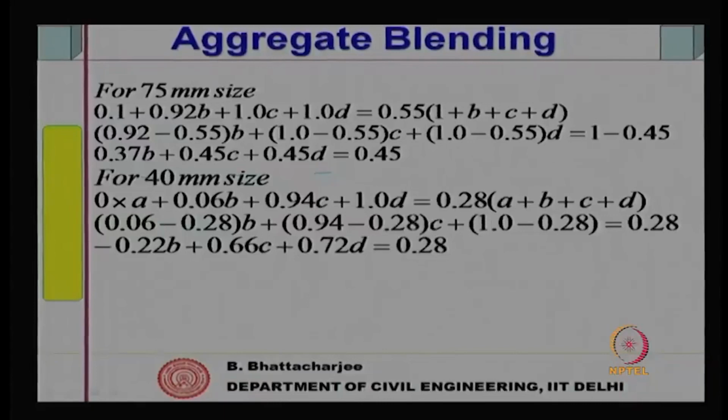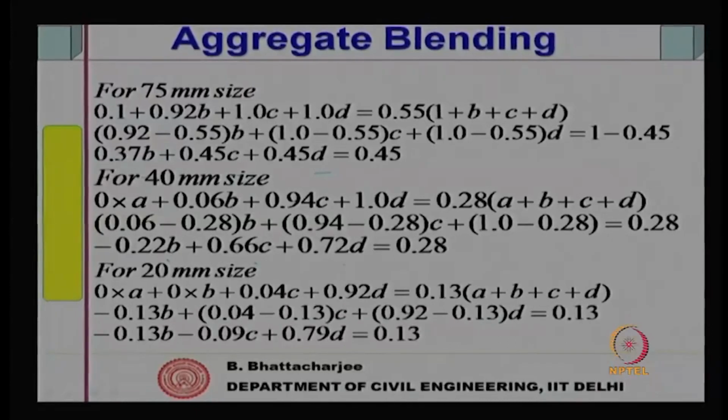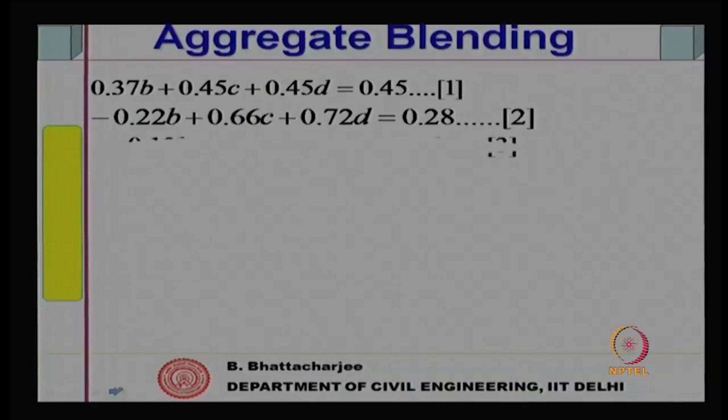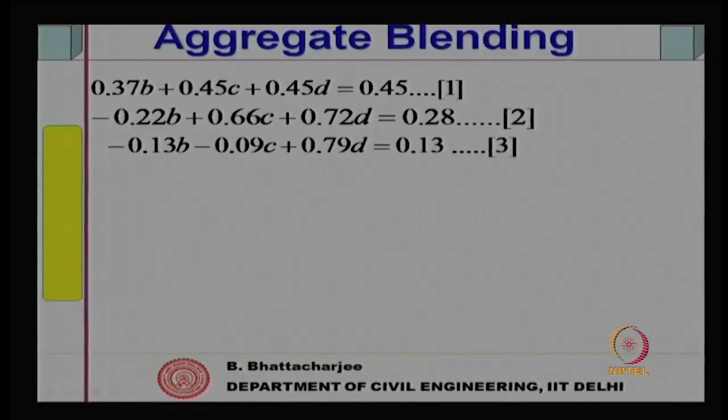Similarly, for 40 mm size, I will get an expression involving B, C, D, and for 20 mm size I will get an expression using B, C, D, and I can solve them. I can solve these 3 equations. So, these are the 3 equations I am getting. Well, I could have solved 4 equations also, it is not difficult, because it is a question of matrix. So, simply solving the 4, like A, B, C, D are your unknowns.